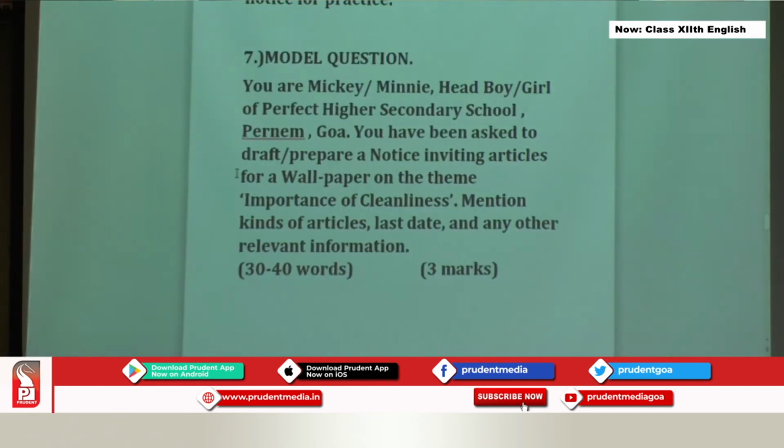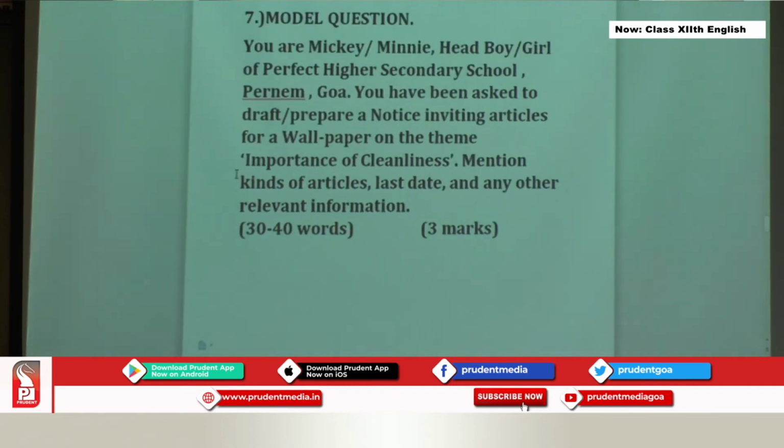So, here is the model question. You are Mickey or Minnie, head boy or head girl, of Perfect Higher Secondary School, Perene, Goa. You have been asked to draft or to prepare a notice inviting articles for a wallpaper on the theme Importance of Cleanliness. Mention kinds of articles, last date, and any other relevant information.